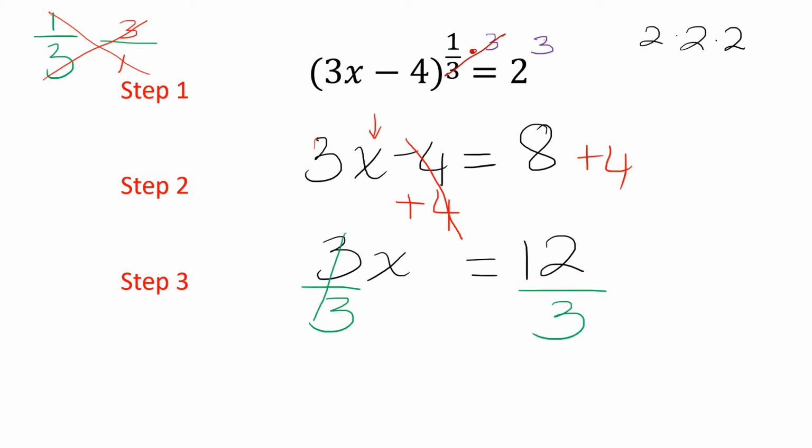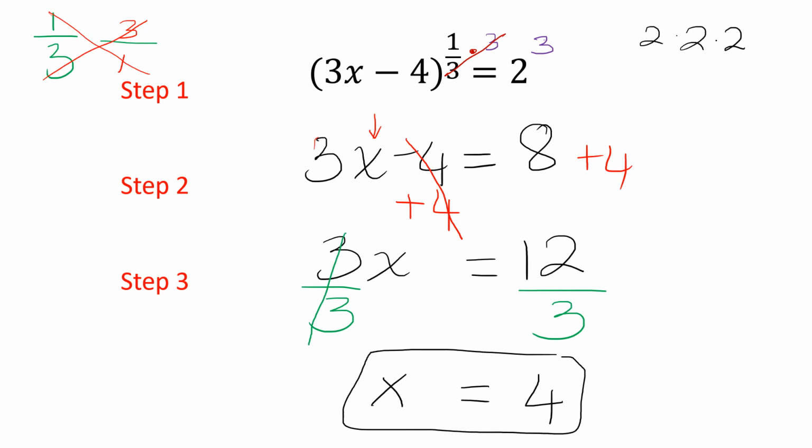When you divide 3x by 3, you get 1x. So in other words, we get x equals 12 divided by 3, which is going to equal 4. So we have x equals 4. When you plug in 4 right here, it becomes 3 times 4, that's 12, and then you subtract 4, that's 8. And then if you take the 1/3 power of 8, that is the same thing as 2.